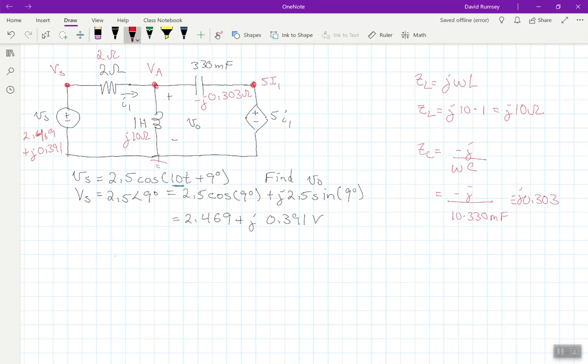Okay, so the next thing I want to do before I start writing equations down is I like to rewrite this dependent power supply here in terms of some voltages maybe that we're looking for. And for instance, right here, the current I1 is the current going through this 2 ohm resistor. So I1 is going to be Vs minus Va over 2.